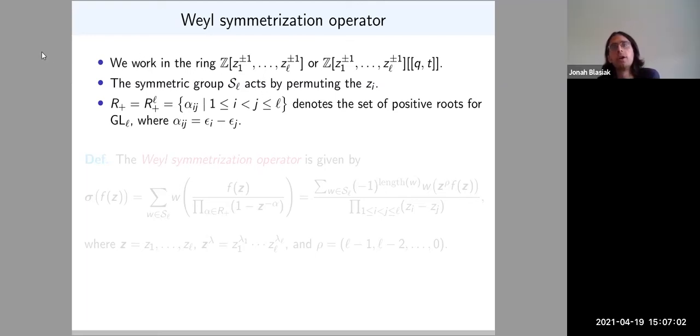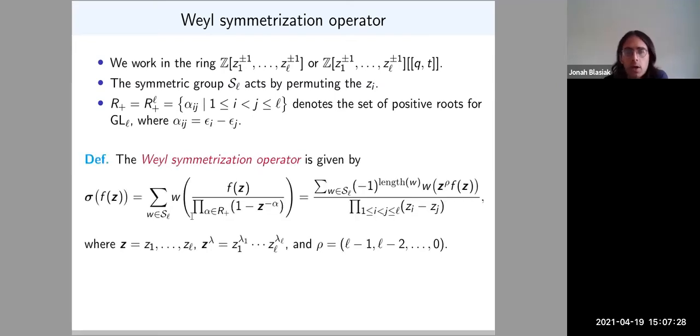All right, okay, so we're going to be working in the ring of Laurent polynomials in L variables, or sometimes this larger power series ring. So we have a symmetric group in L letters, which acts by permuting these variables. We're going to let R plus denote the set of positive roots for GL_L. So alpha_ij is the vector of length L with a 1 in position i and a -1 in position j. The Weyl symmetrization operator is given by either of the following two formulas, whichever you prefer. This second one is maybe the more familiar version. If you plug in f of z to be a dominant monomial, say z to the lambda, you get out the corresponding Schur function s sub lambda.